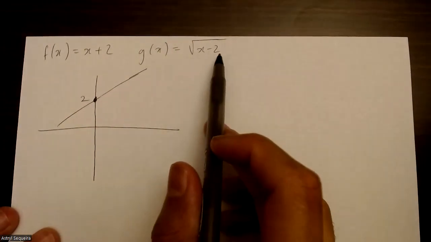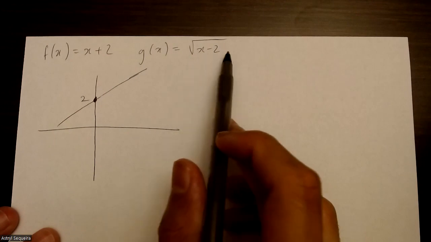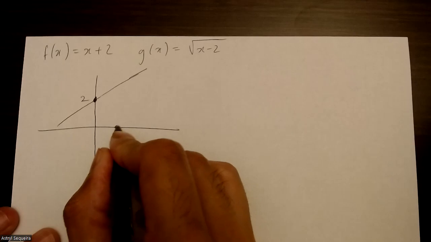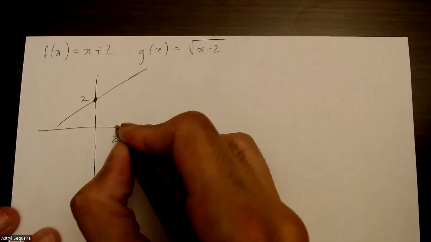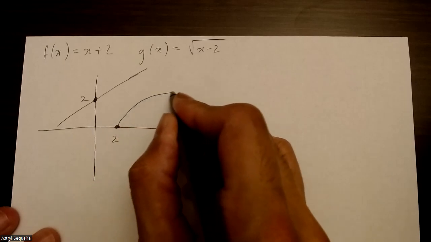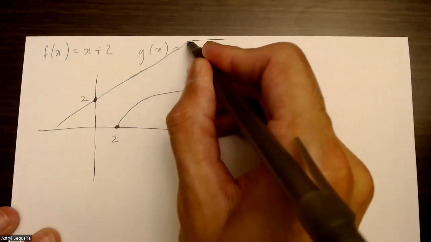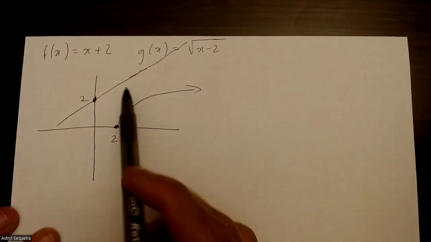And root x minus 2 is a square root graph that's been shifted to the right by 2 units. So here's the starting point at 2, and then it goes this way, and then it gets flat. So let's compare. I'm going to extend that a bit.